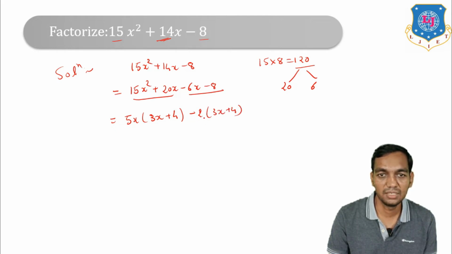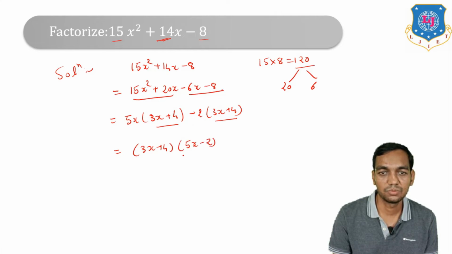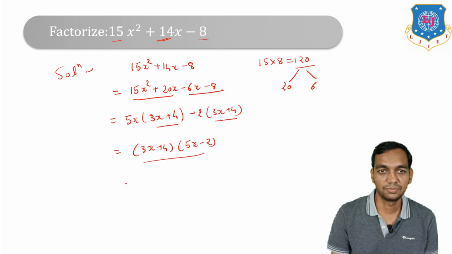Check it out. Minus 2 into 3x is minus 6x and 4 into minus 2 is minus 8. Now from both of them we can common out 3x plus 4. So the remaining part is 5x minus 2. Done? So this is the factorization.